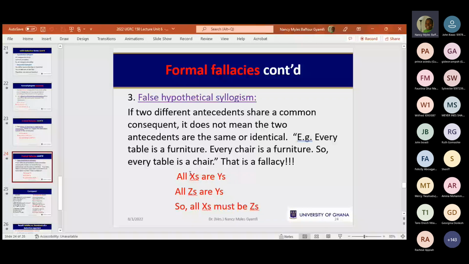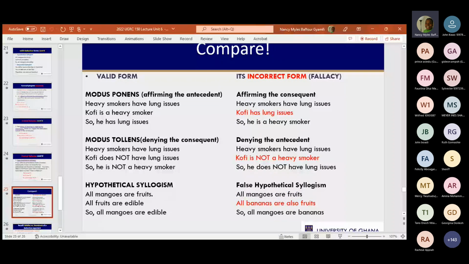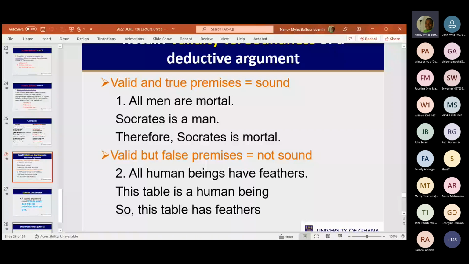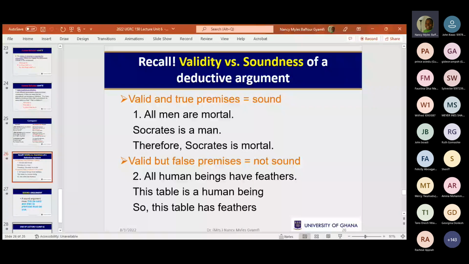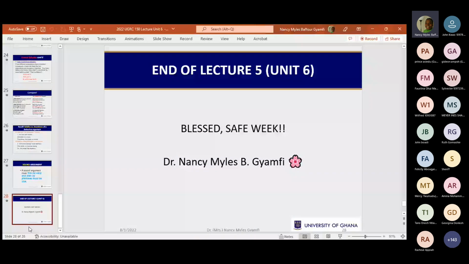Then we give you a slide that will help you compare the two forms in all instances. We gave you a note on distinguishing validity from soundness, that it could be valid and not sound. But if it is sound, then we know that it was already valid. That is it. A sound argument must first of all be valid and then its premises must be true. That is the end of Unit 6.